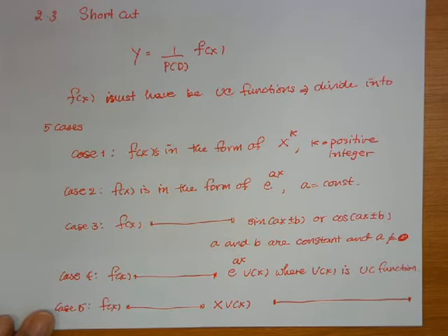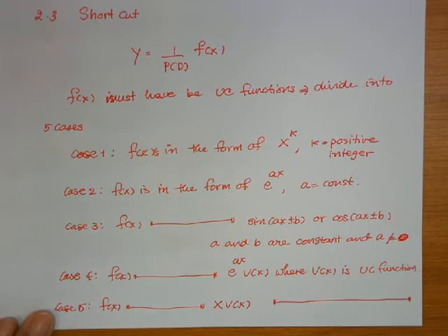2 is the exponential of ax, where a is a constant. 3 is a sine. 4 is a cosine function, and 5 is the multiplication of either 1, 2, 3, or 1 and 2, or 1 and 3, or 2 and 3, or 1, 2, and 3, and 4, whatever.